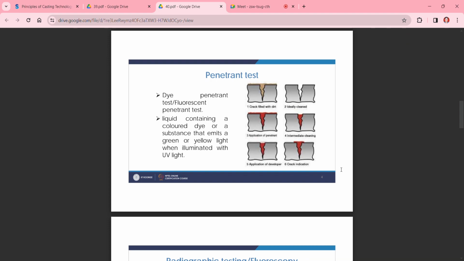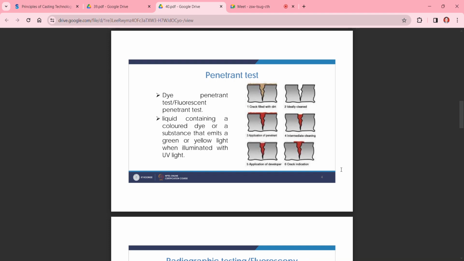Sir, is the penetrant test only representing the surface or inside the surface? It will penetrate inside the defect, the crack, which is coming on the surface actually. The defect has to have some connection with the surface. That defect has to start from the surface. Then in that case only will the dye penetrate inside your defect.